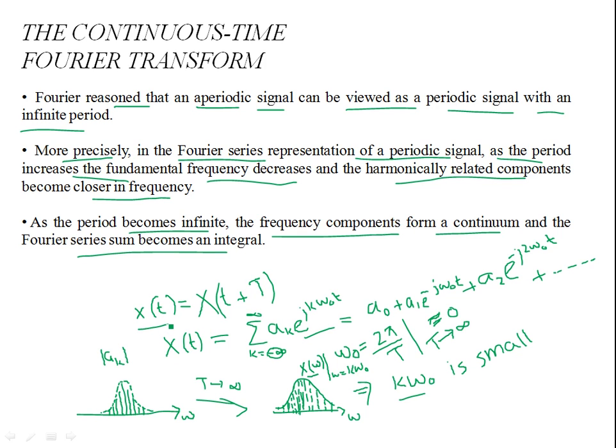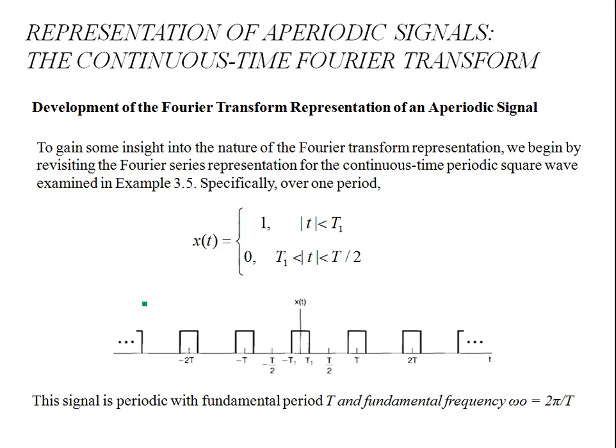Or you can say, what if T goes to infinity? Then I can say that I have another signal, call this x tilde of t, and x tilde of t is basically x(t) in one period, right? x tilde of t is x(t) in one period, for example. Okay, so let's get more insight into this.